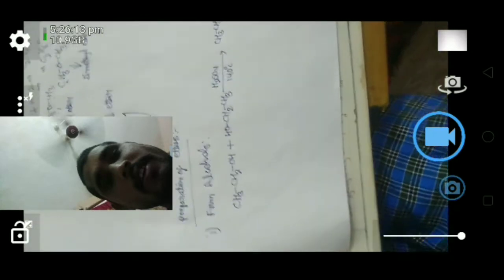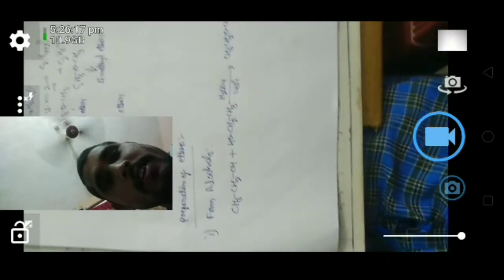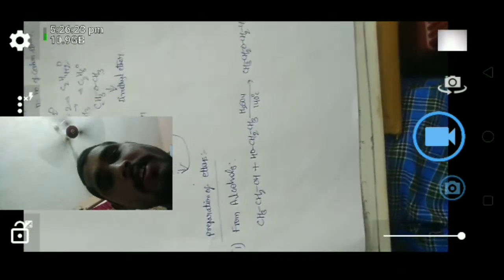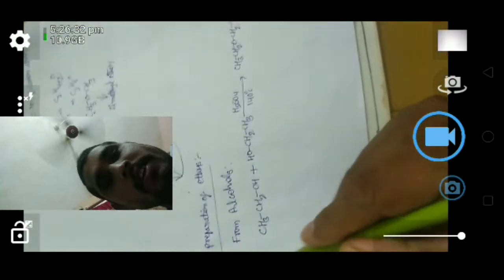Now we are seeing preparation of ethers. In that, the first method is from alcohol. Here two molecules of ethanol, when we react with sulfuric acid in the presence of heat, give diethyl ether. We will write another example also here.